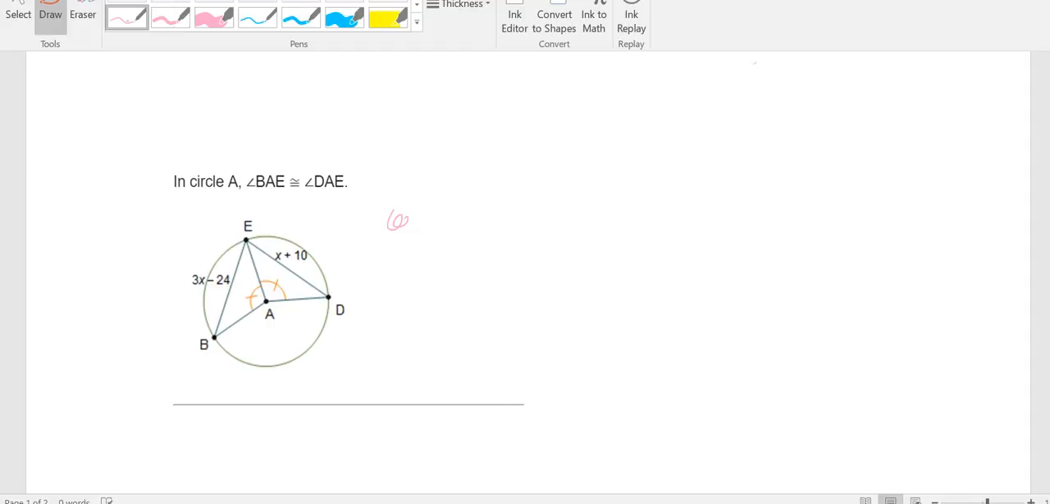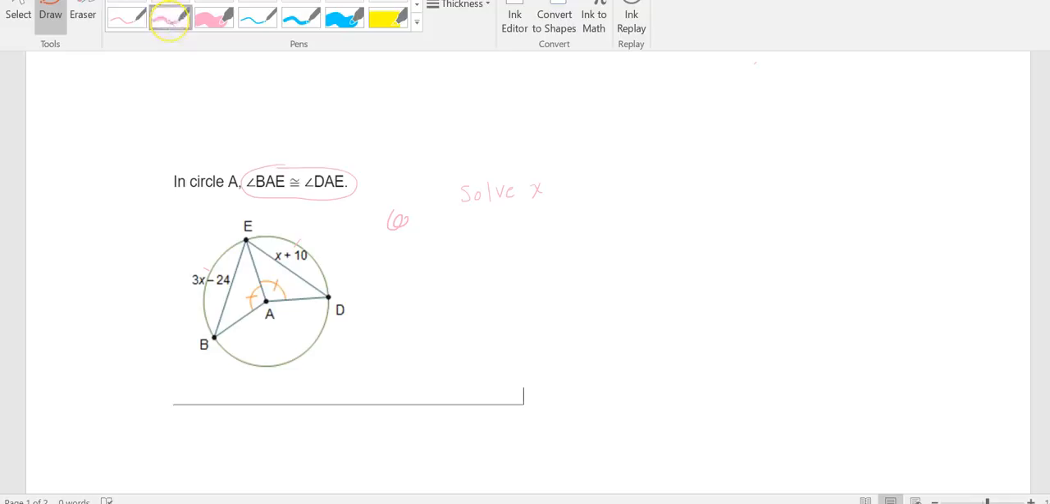This first problem has to do with the fact that when you have a circle and you have two central angles that are congruent to each other, like ABE and DAE, that means that the arcs are also congruent. And if the arcs are congruent, the chords are congruent. So what you're supposed to do in this problem is solve for x.